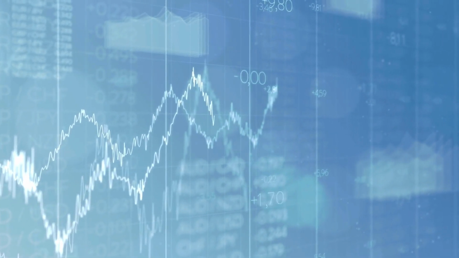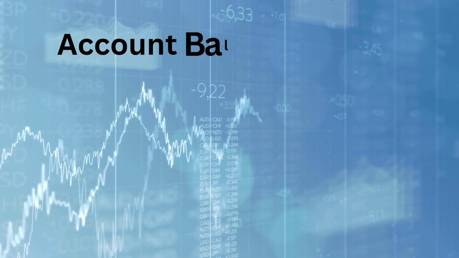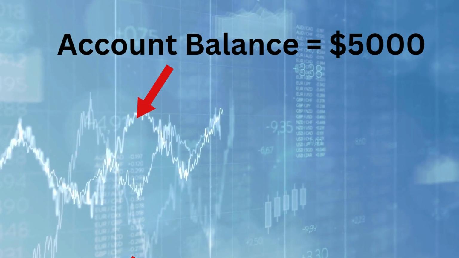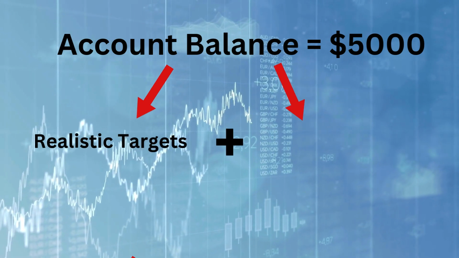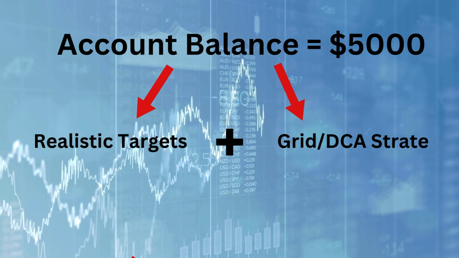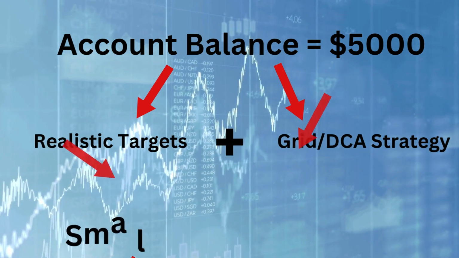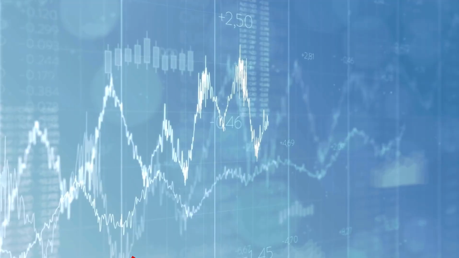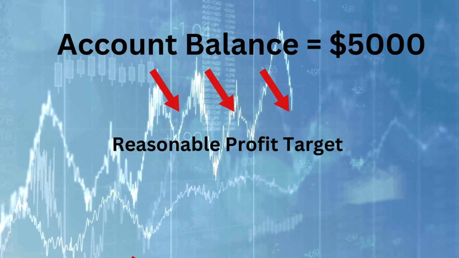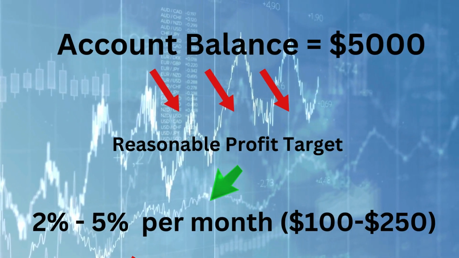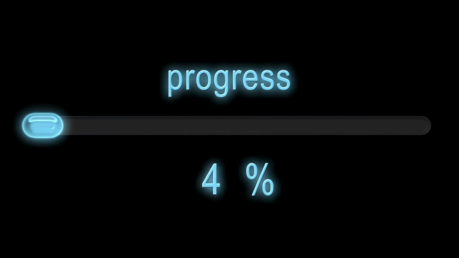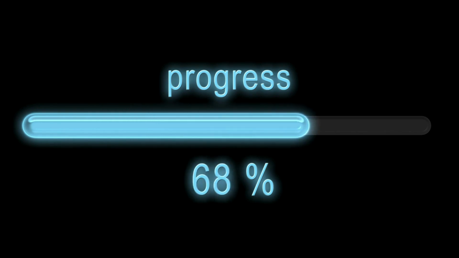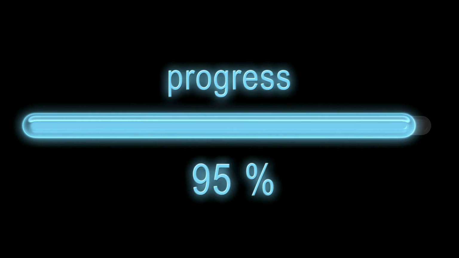Now let's look at setting realistic profit targets with an example of a $5,000 account balance. With a $5,000 account, it's important to set realistic profit targets. The grid trading DCA strategy is designed to capture small, consistent gains rather than huge one-off profits. For a $5,000 account, a reasonable profit target might be around 2 to 5% per month, or approximately $100 to $250. This may seem modest, but remember, consistent returns add up over time and reduce the risk of large losses.